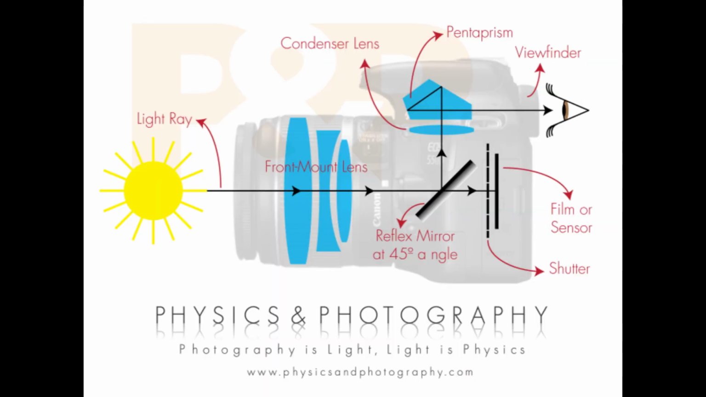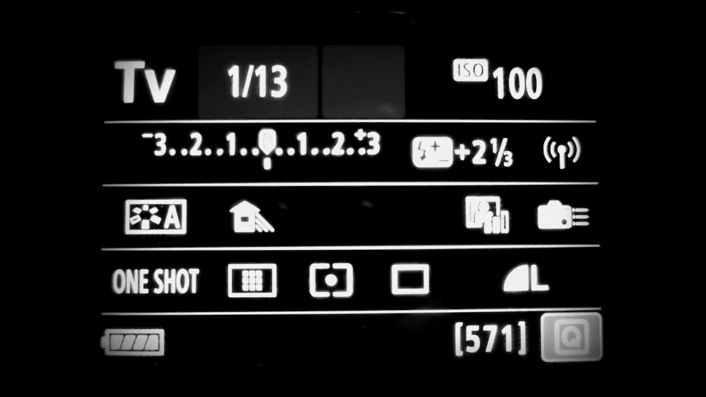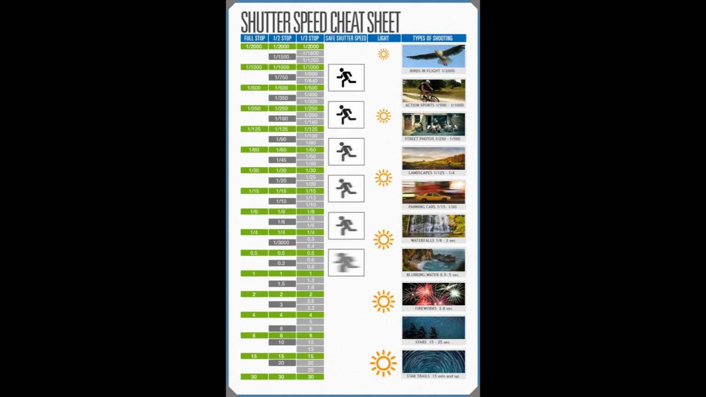It plays a vital role in controlling the amount of light that enters the camera and reaches the image sensor or film, influencing the overall exposure and various creative aspects of an image. Here's a more in-depth look at shutter speed.